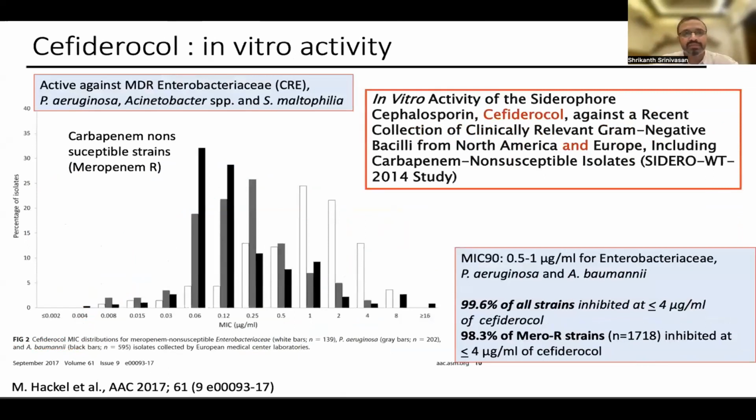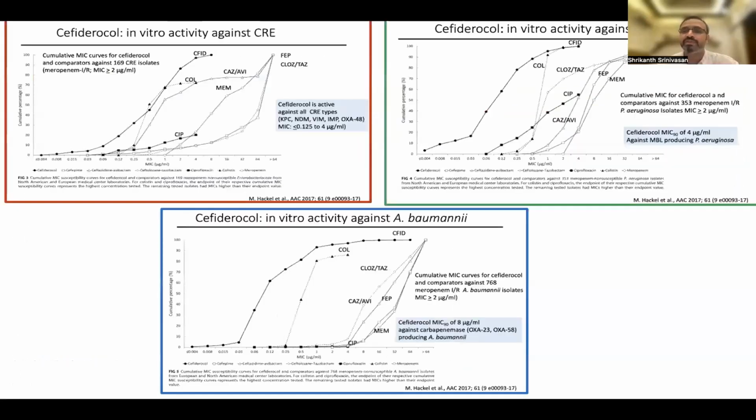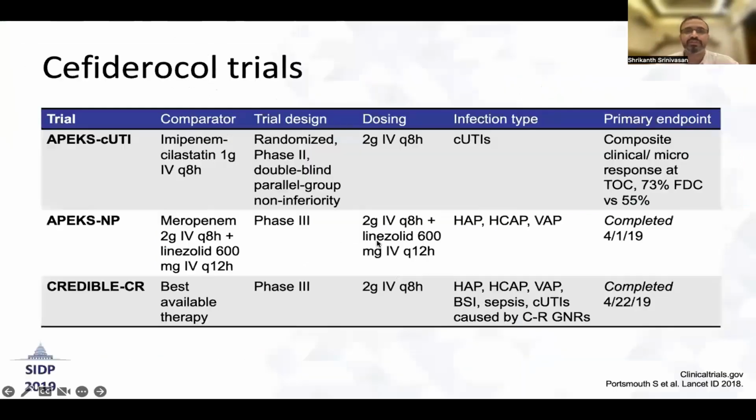So this ability to enter cells and avoid being thrown out by efflux pumps produces a very good susceptibility across a large range of Pseudomonas, Acinetobacter, MDR Enterobacteriaceae, and Stenotrophomonas maltophilia, with more than 99.6% of the strains being sensitive to it. If you see the MIC levels for CRE, for Pseudomonas, for Acinetobacter, it's got the least MIC ranges. It has the least MIC range for all three, cumulative MICs.